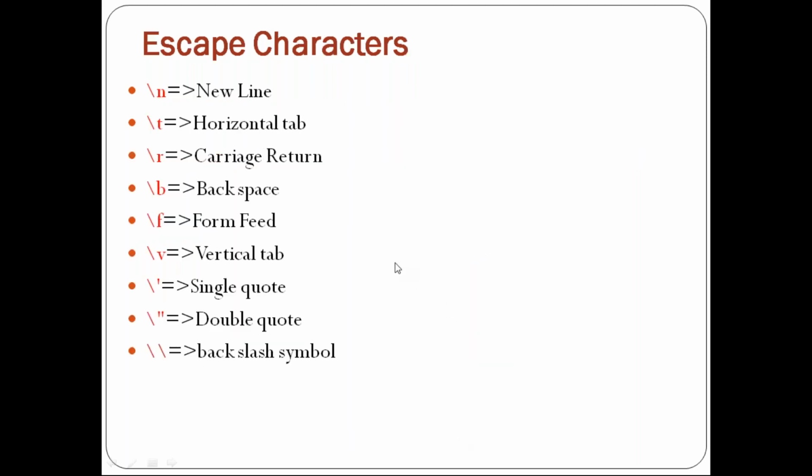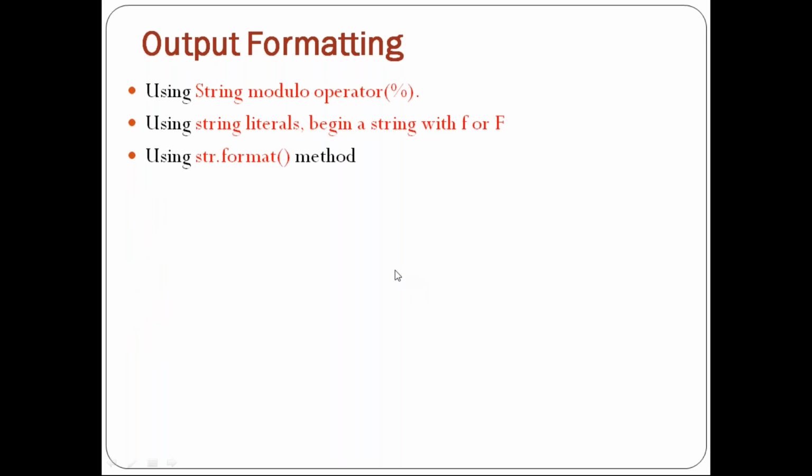Next, escape sequence characters like \n for new line, \t for horizontal tab space, \r for carriage return, \b for backspace, \f for form feed. We are having these escape sequence characters, and we are having 3 approaches for doing output formatting. The first one is the string modulo operator, and the next ones are the f-strings approach and the string format method. We'll see them one by one.